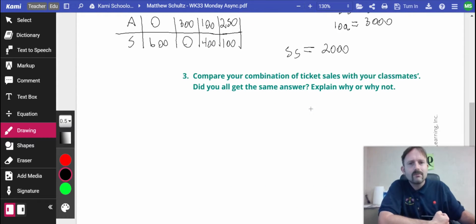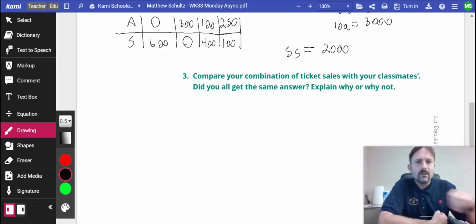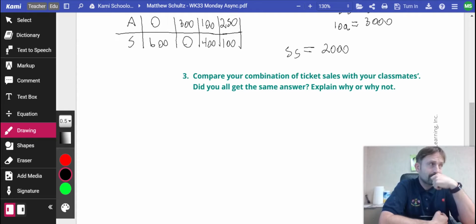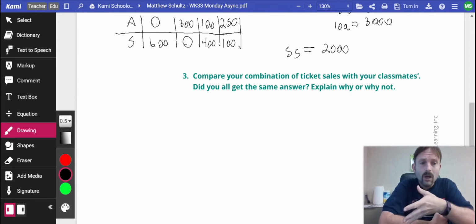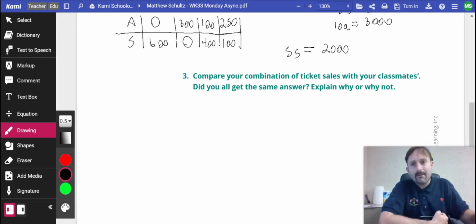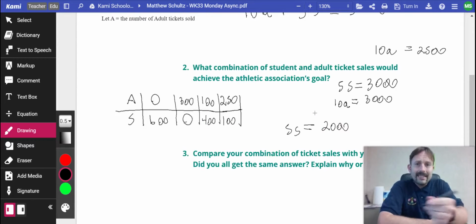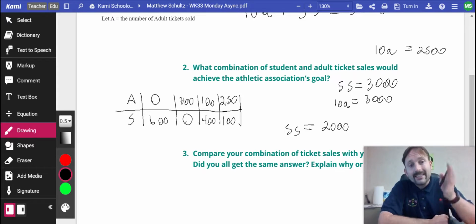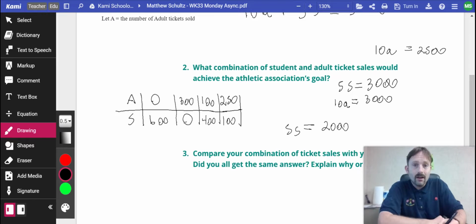Next up: compare your combination of ticket sales with your classmates. Did you all get the same answer? In this instance, yes and no. If you picked 0 for adults, everybody should have gotten 600. If you picked 0 for students, everybody should have gotten 300. But there are so many different combinations of what would go into 10A plus 5S is equal to 3,000.